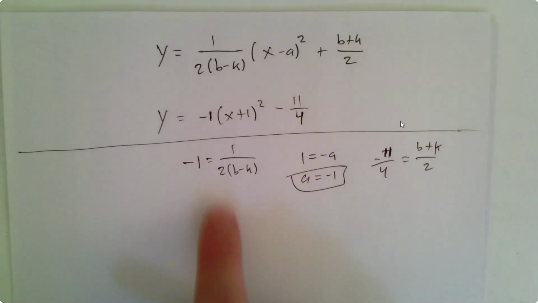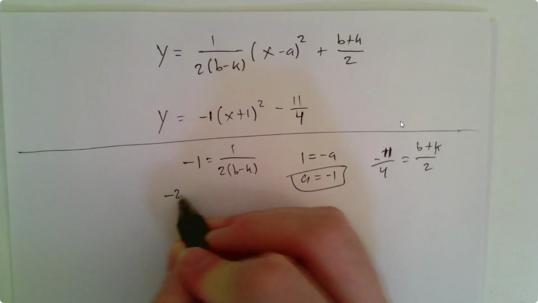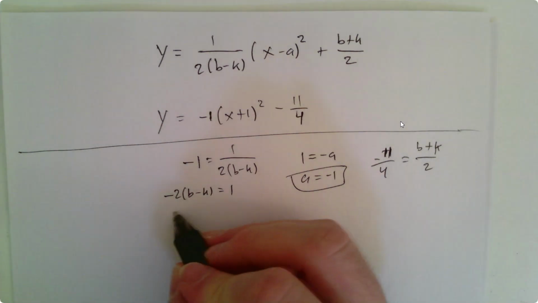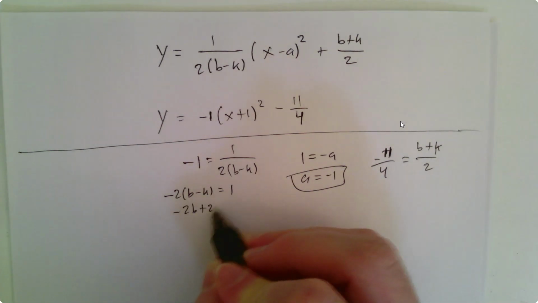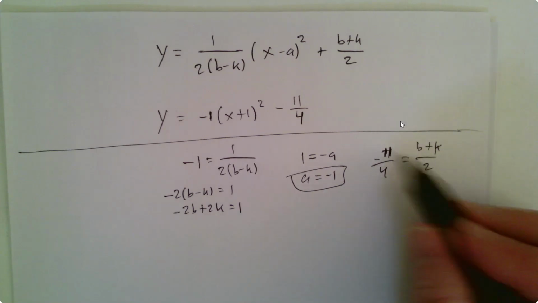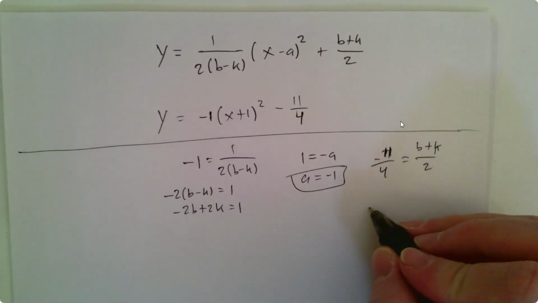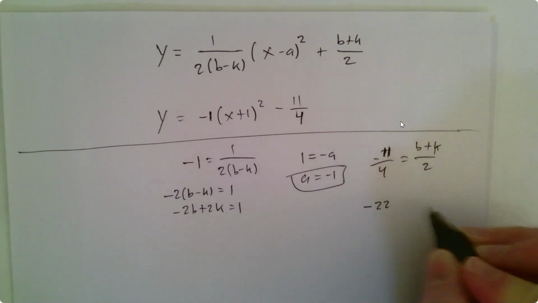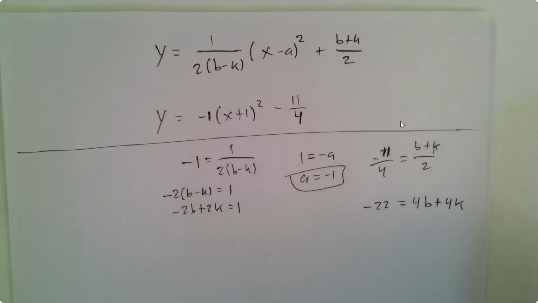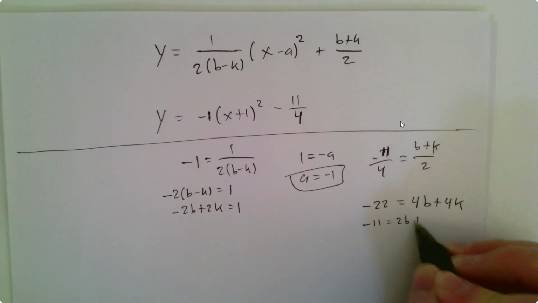Let's do that. I'll multiply by the denominator here. So that'll give me -2 times b minus k equals 1. I'll distribute in the 2. So -2b plus 2k equals 1. Over here, I guess we'll multiply by 2 on both sides and multiply by 4 on both sides. So that gives us -22 equals 4b plus 4k. Let's go ahead and divide by 2, actually. So -11 is 2b plus 2k.